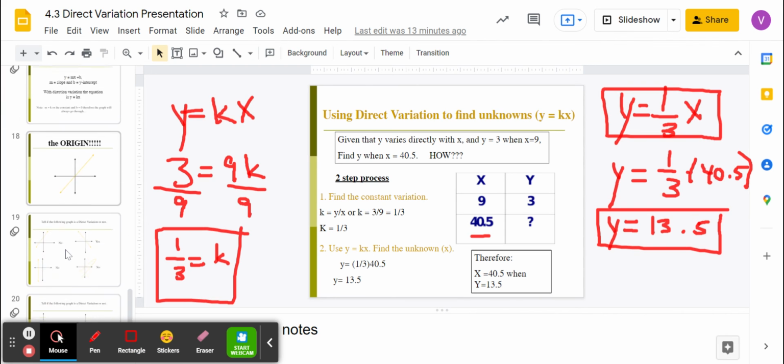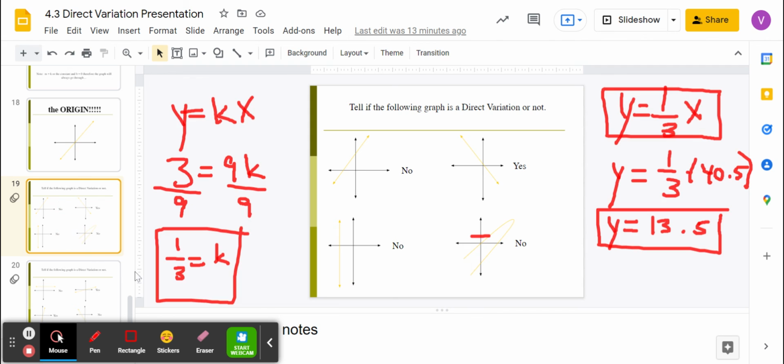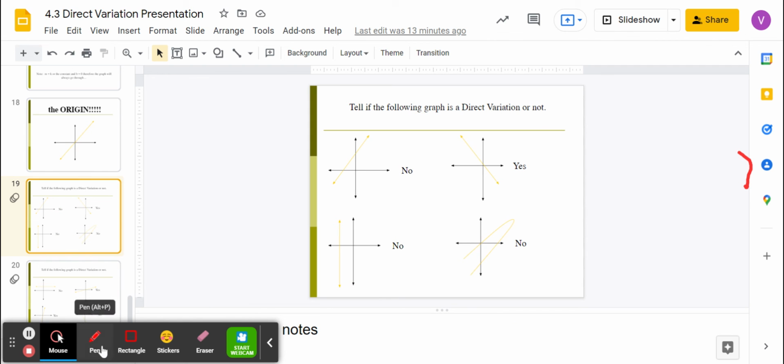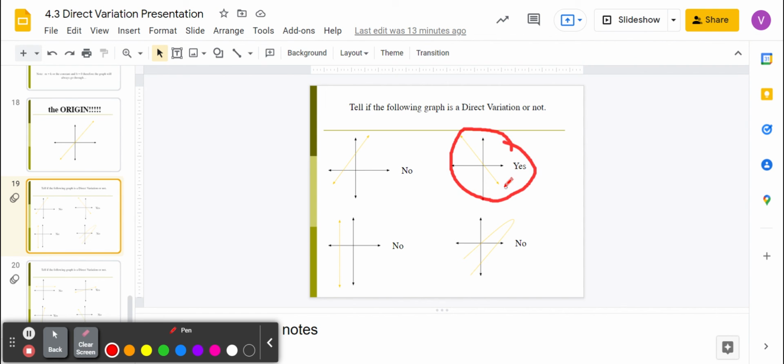Now, if you're just looking at graphs, an easy way to determine direct variation is whether it goes through the origin. The first example doesn't go through the origin, the second one does. So this is an example of direct variation. The last two examples do not go through the origin. The last one does, but it's not a straight line. So we can eliminate these.